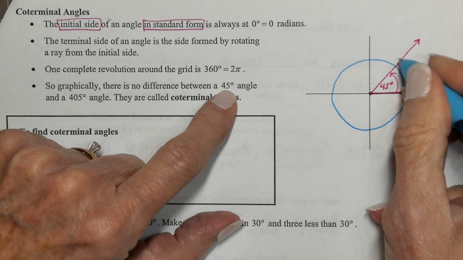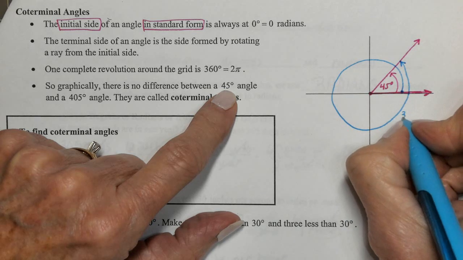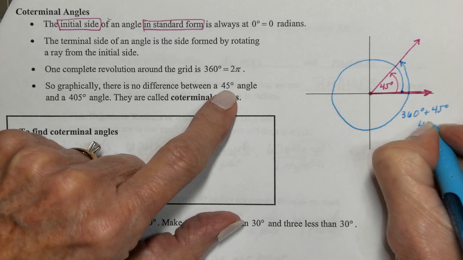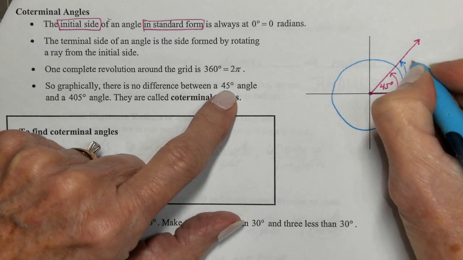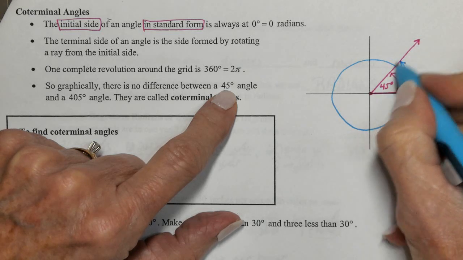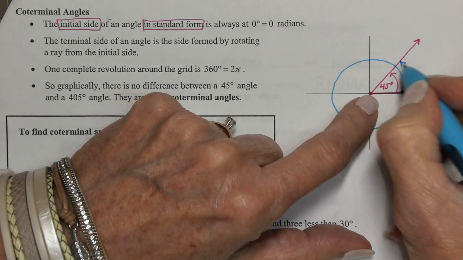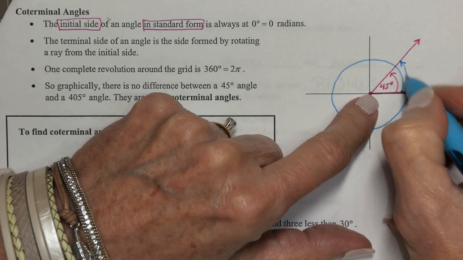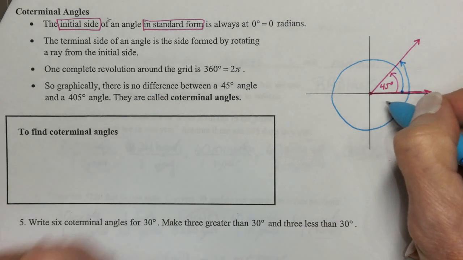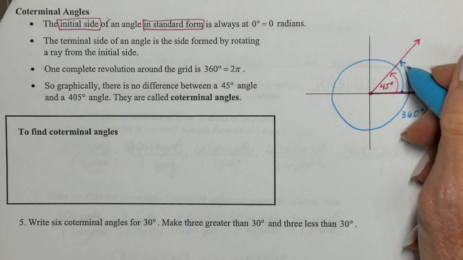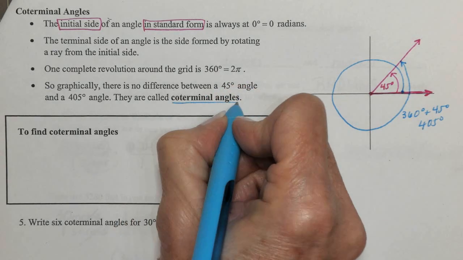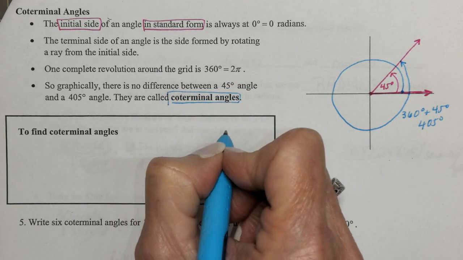Well, that degree measure would be 360 degrees plus 45 degrees. That would be 405 degrees. So 405 degrees is the exact same angle on this drawing. They are equivalent on the graph here. They represent the same angle on this graph. They are called coterminal angles. Okay?